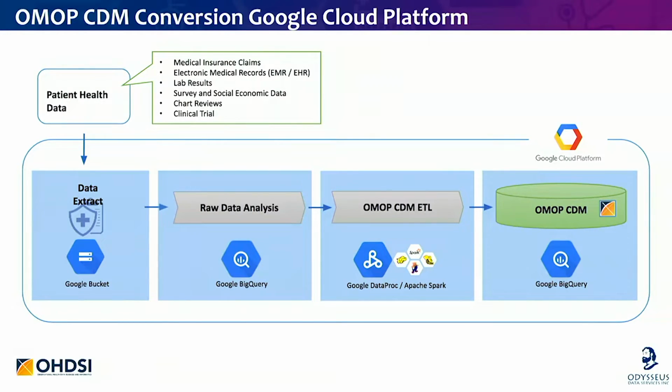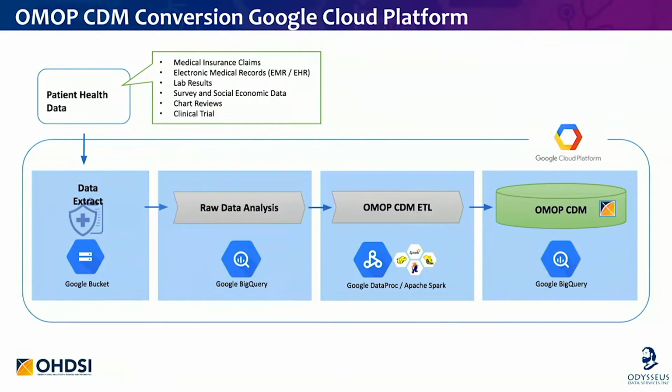So what kind of data sets are we working with? We're working with clinical data sets, or what we call real-world data, that come from different types of organizations. They could be medical insurance claims or electronic medical records. They could be lab results, survey data, clinical trial data, chart reviews, and so on. Any type of data that comes from clinical utilization of drugs and treatments, we essentially need to process and convert into a standardized format called OMOP CDM.